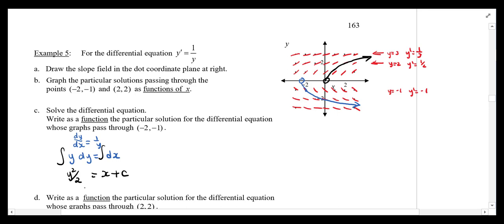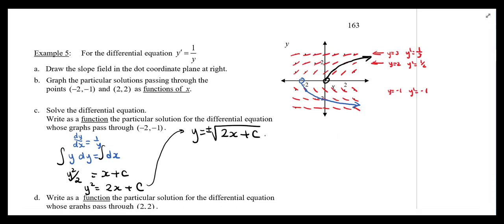I'm going to multiply both sides by 2, so 2x plus 2c, or just another c. And if you solve for y, once again, plus or minus, please, the square root of 2x plus c. Now, because I did say it's a function, you have to continue further and decide which one of these plus minuses I should use. The negative one.